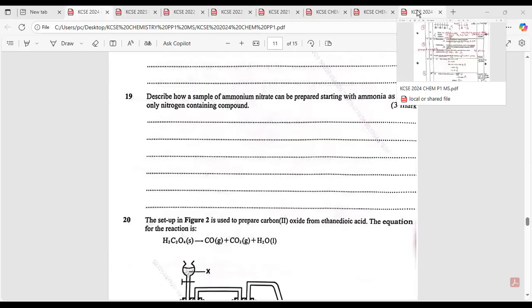I repeat, number 1, you burn ammonia in air in presence of platinum catalyst to get nitrogen 2 oxide. Next, you expose the nitrogen 2 oxide in air to get nitrogen 4 oxide. Number 3, you dissolve the nitrogen 4 oxide in water to get nitric acid. Then after that, what else do we do? We react the remaining ammonia with nitric 5 acid. This question was a high order thinking. You can see how it was tricky.